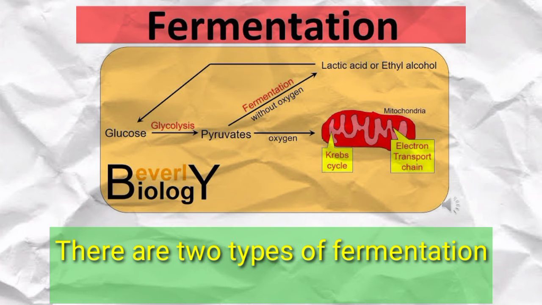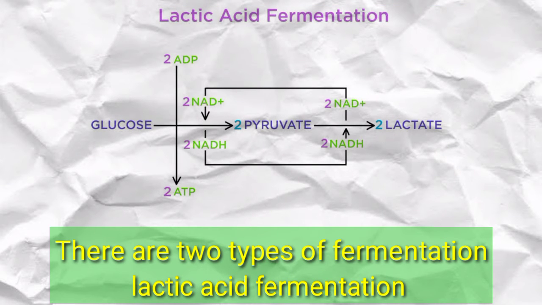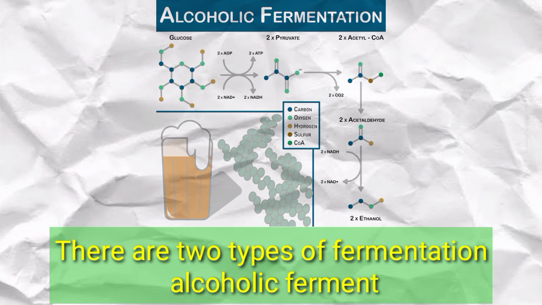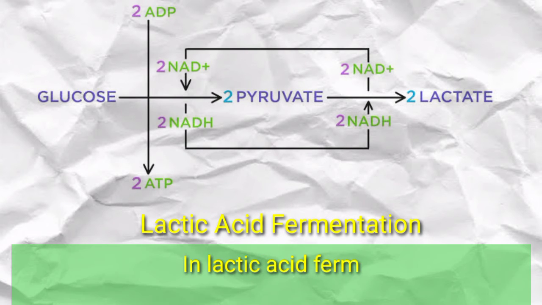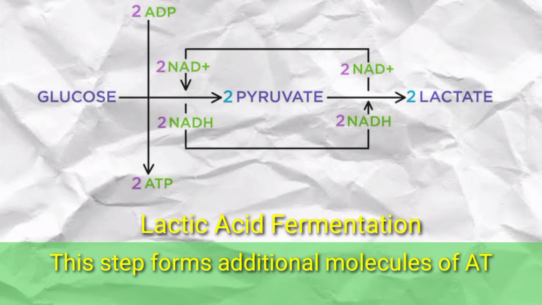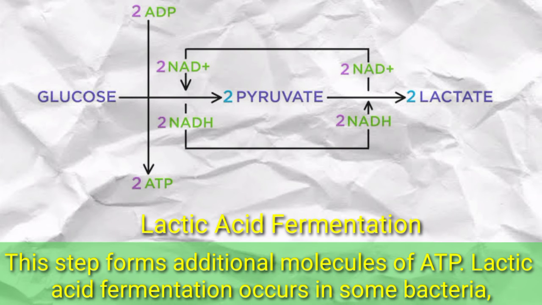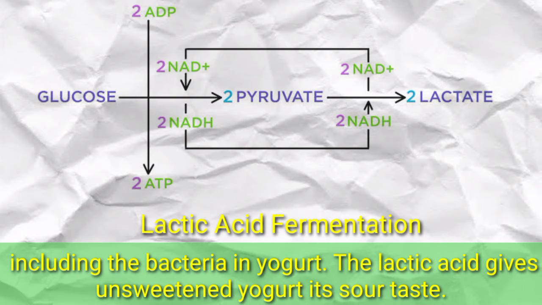There are two types of fermentation: lactic acid fermentation and alcoholic fermentation. Lactic acid fermentation. In lactic acid fermentation, glycolysis is followed by a step that produces lactic acid. These steps form additional molecules of ATP. Lactic acid fermentation occurs in some bacteria, including the bacteria in yogurt. The lactic acid gives unsweetened yogurt its sour taste.